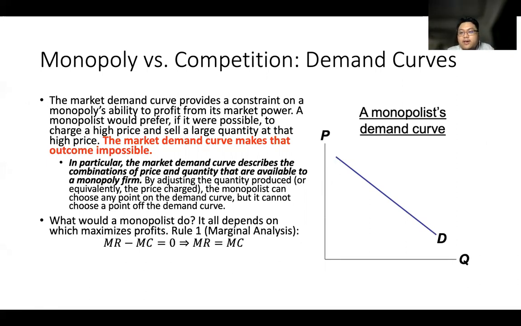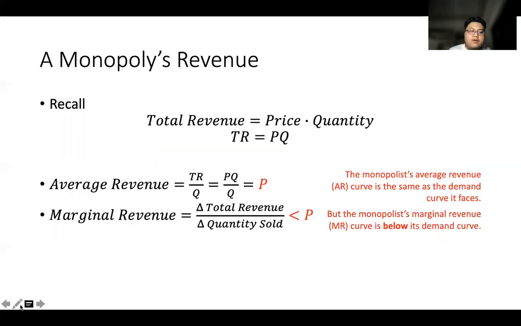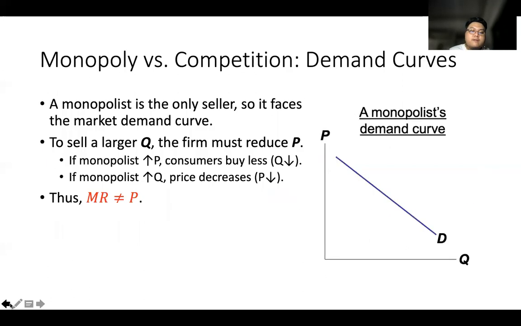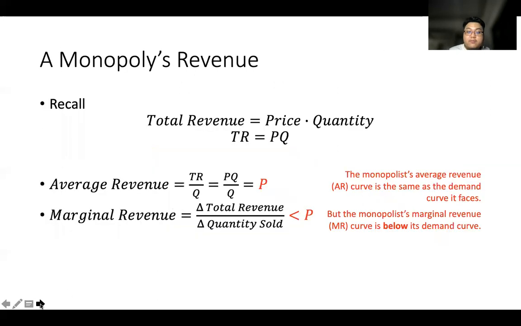So what would the monopolist do? It all depends. Again, it's universal: every firm, even if you're a monopolist, your objective is to maximize profit. So we again apply the marginal analysis principle, rule number one. We have MR equals MC, so the profit maximizing condition for the monopolist is also MR equals MC. However, recall that here marginal revenue is not equivalent to the price anymore, right?